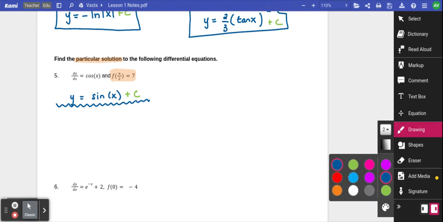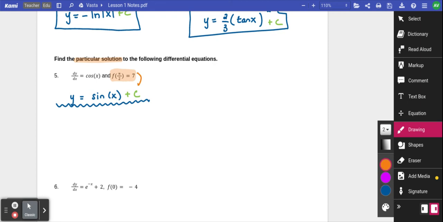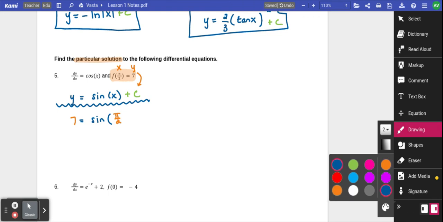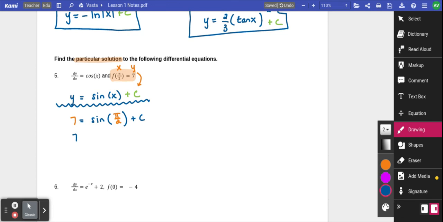In order to figure out the value of c, I'm going to take this initial value and plug it in. Again, the x is inside the parentheses and the y is on the outside of the parentheses. So I'm going to have 7 equals the sine of, I'm going to plug in the pi over 2, plus c. Now the sine of pi over 2 is 1. So I have 7 equals 1 plus c. And if I subtract, I get that c is 6. Now my detour is over. I actually found my c value.